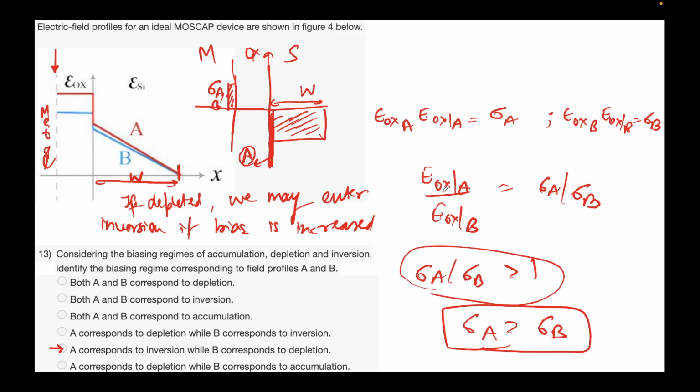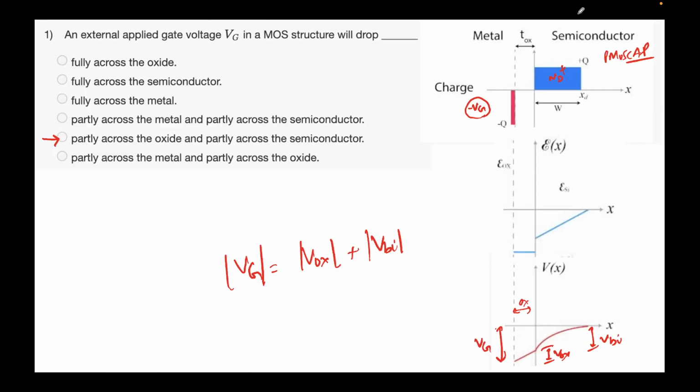This is oxide. Some potential is dropping here, some potential is dropping here. So we write partly across the oxide and partly across the semiconductor. Again, you will say that this will happen only when it's in depletion mode or inversion mode. Yes, correct. In accumulation this will not happen, because the whole charge will be just at the periphery of your oxide, so all the potential in accumulation mode will drop across the oxide. True, that is true. So these conditions apply.